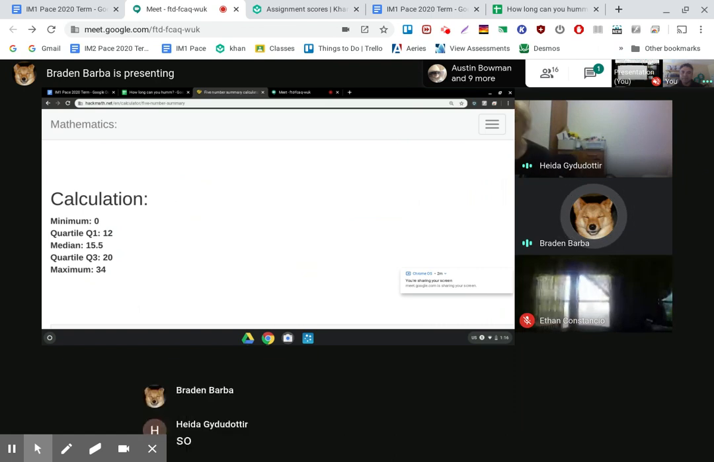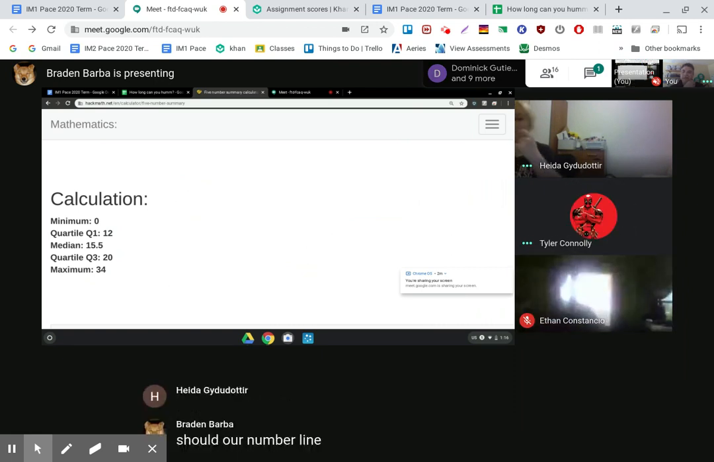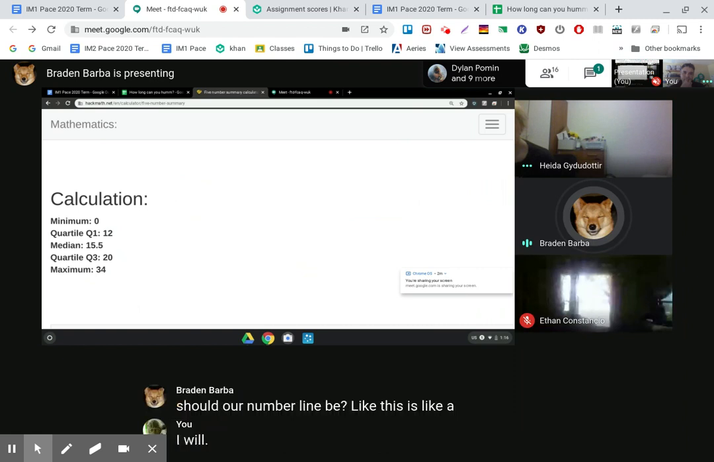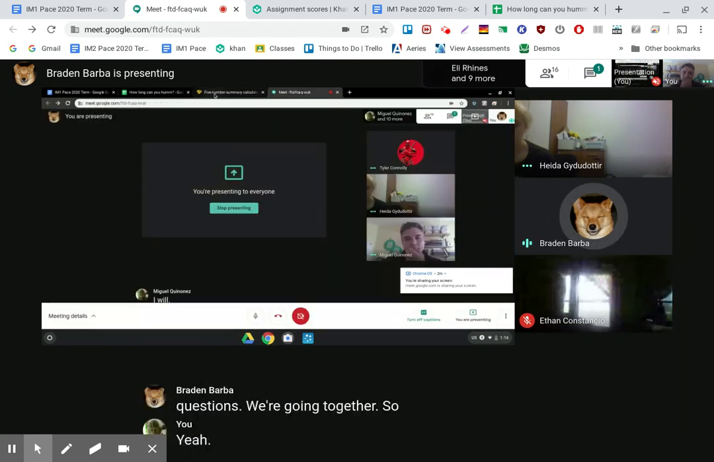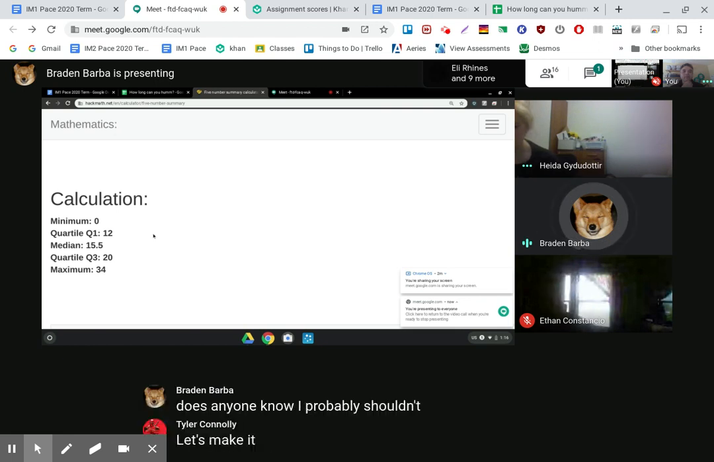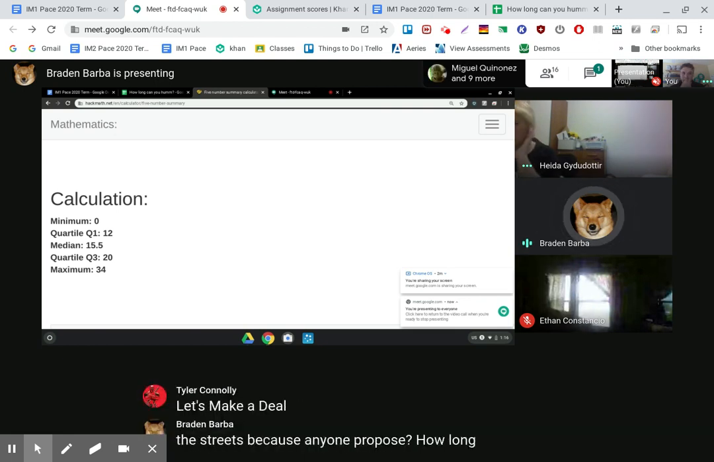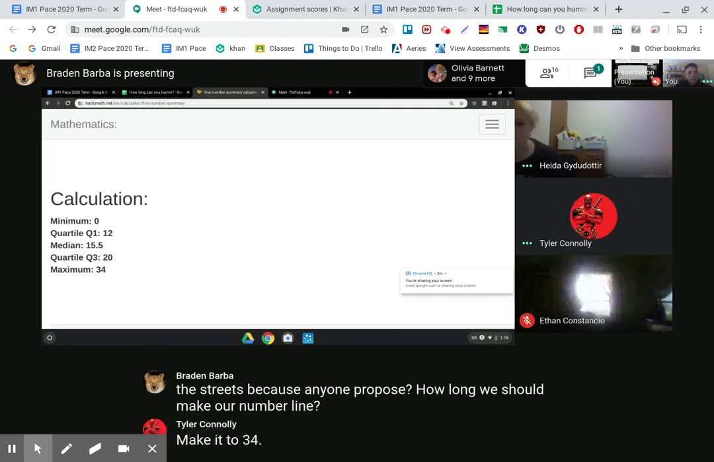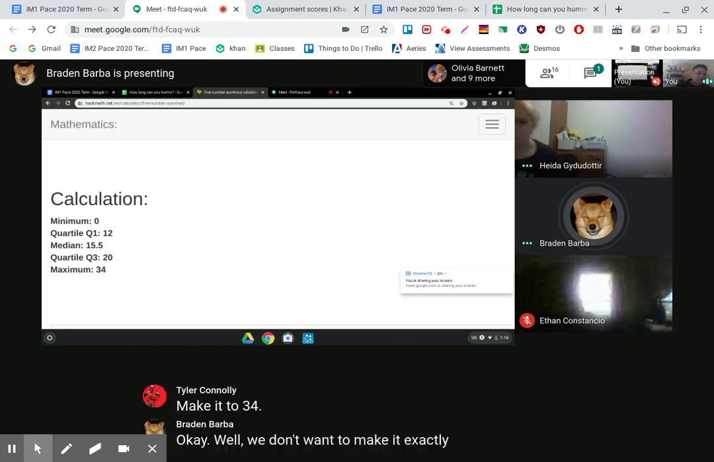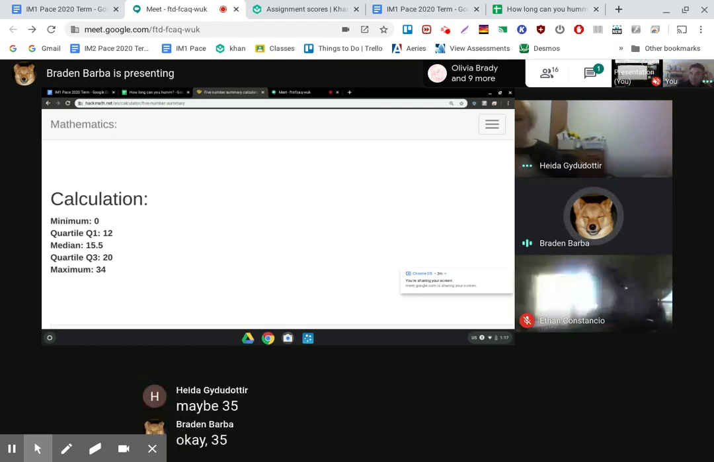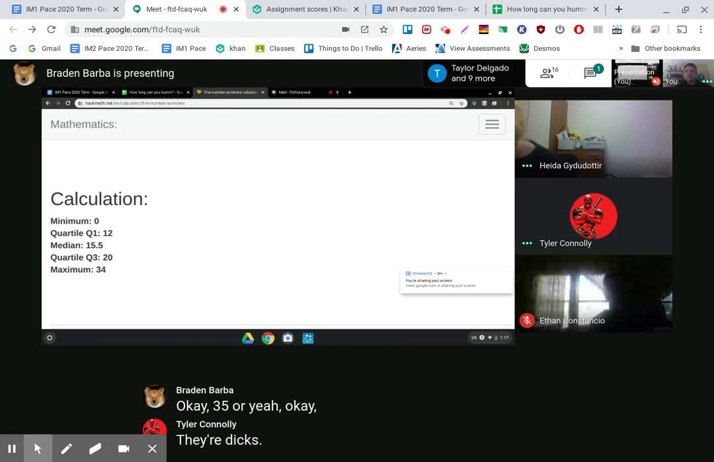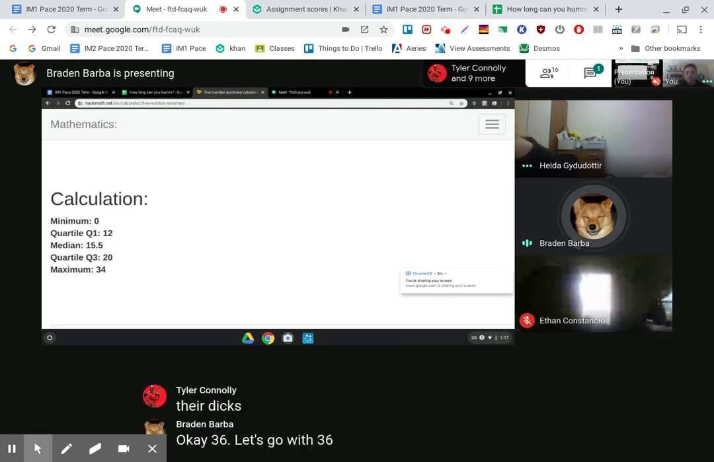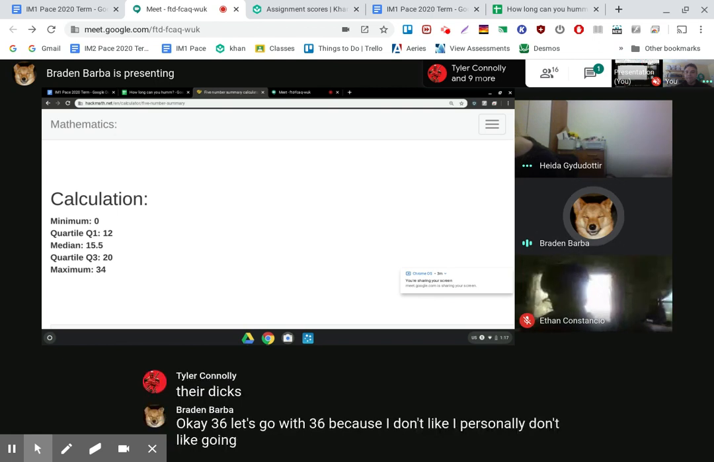So our maximum is 34. So how long should our number line be? This is like a class question because we're going together. Does anyone propose how long we should make our number line? Let's make it to 34. Well, we don't want to make it exactly 34, maybe 35. Okay, 36. Let's go with 36, because I personally don't like going by odd numbers.